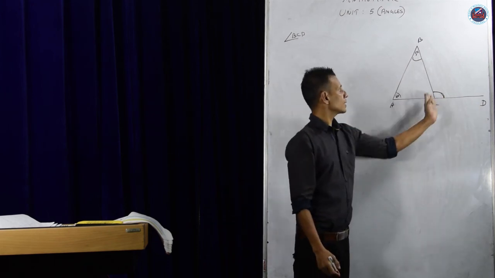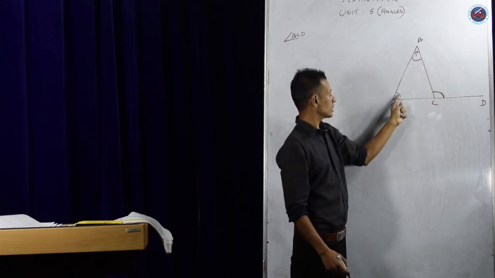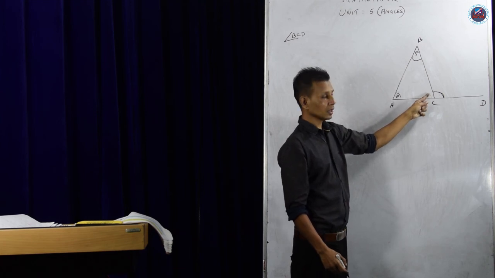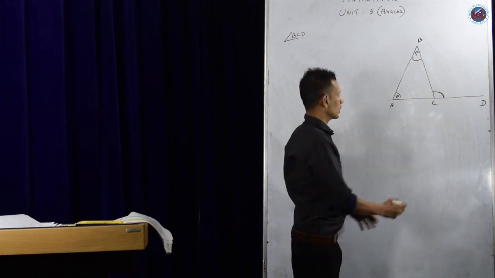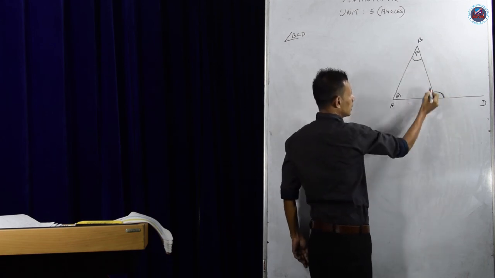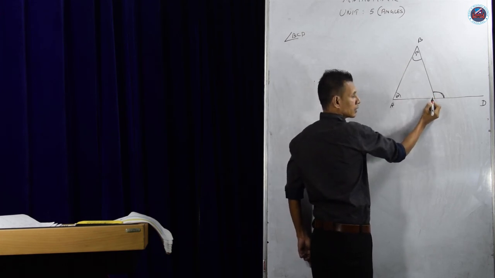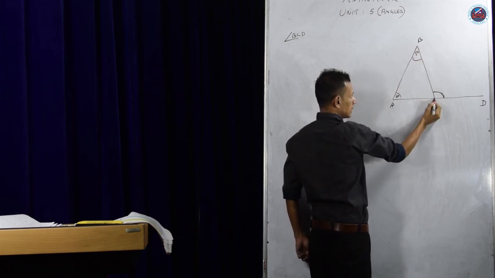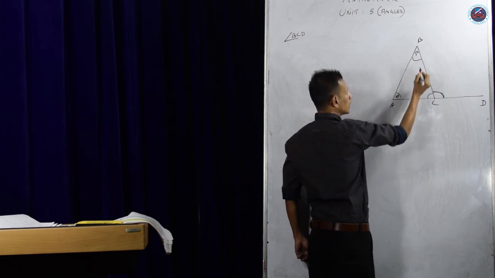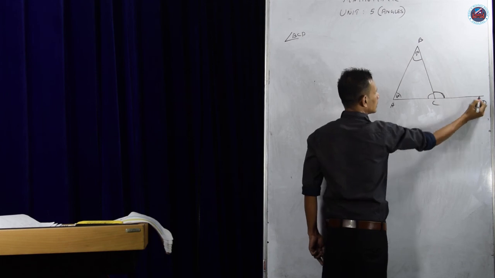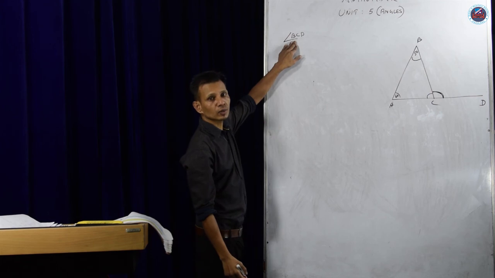Oh, it's outside, not inside the triangle. Inside the triangle we have 50, 60, and here this is inside. But this BCD means C is outside. Okay, C is inside in this case. B, C, A. Now C is inside. You got my point. B, C, A. We are talking about this inside. Now, B, C, D. We are talking about this outside one.